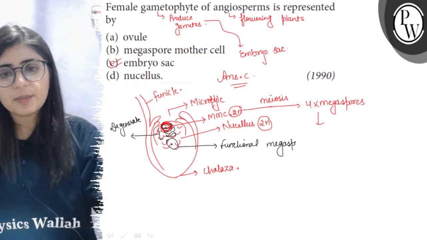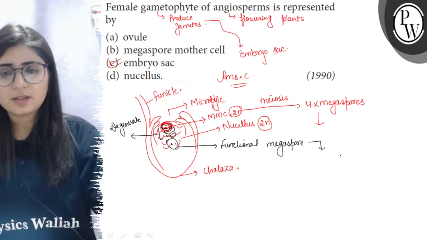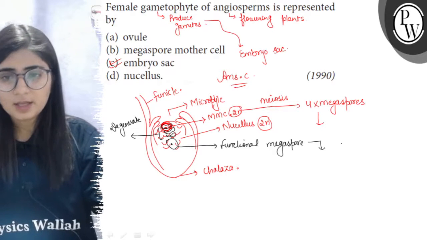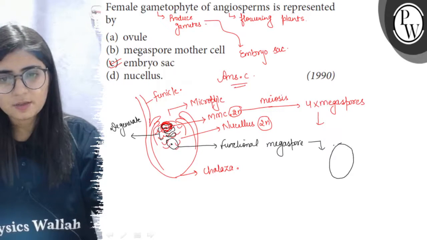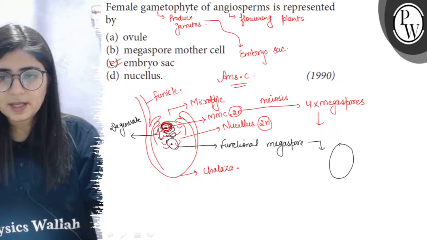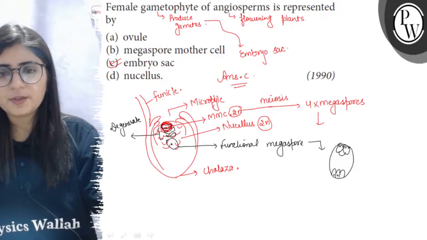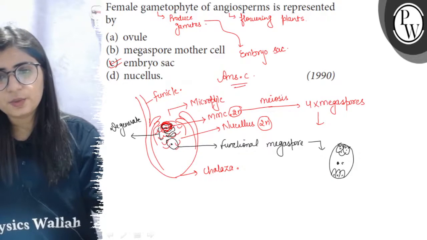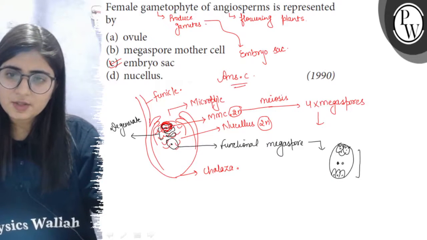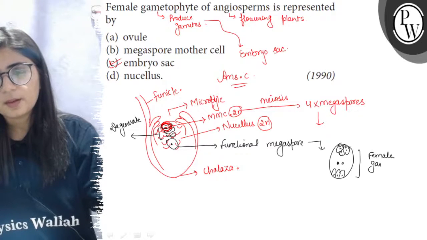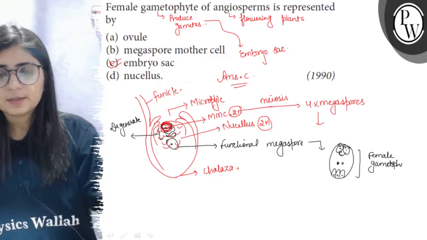Now this functional megaspore, after 3 nuclear divisions, forms a structure with 7 cells and 8 nuclei. These 7 cells are like this: 3 cells towards the micropylar end, 3 cells towards the chalazal end, and 1 cell in the center bearing 2 nuclei. So this entire structure here is the female gametophyte or the embryo sac.